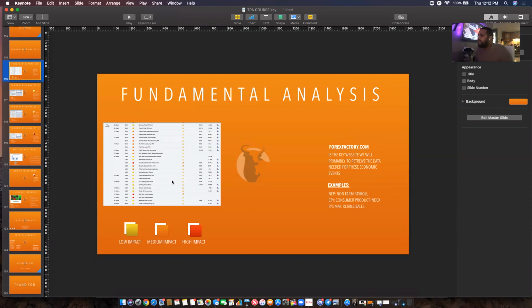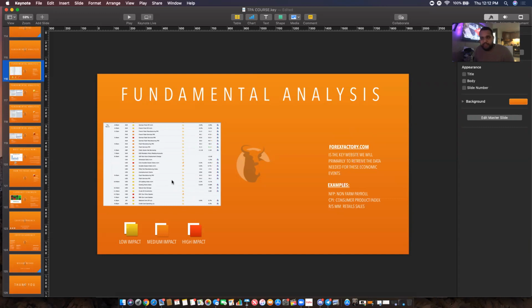Some of these news events you've probably heard before, such as NFP or non-farm payroll, CPI, Consumer Price Index, and retail sales. The good thing about Forex Factory is that when you're looking at the website, you can understand not only what each and every news means, but why they matter to each of us as traders.